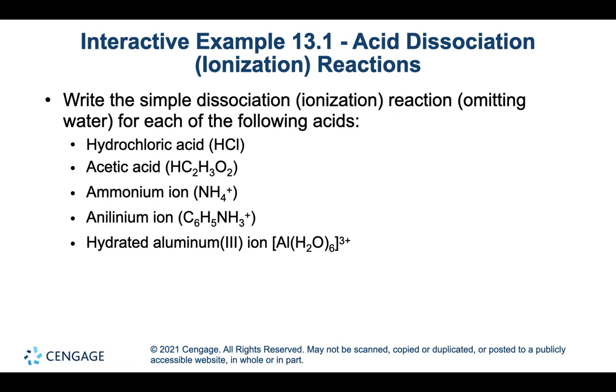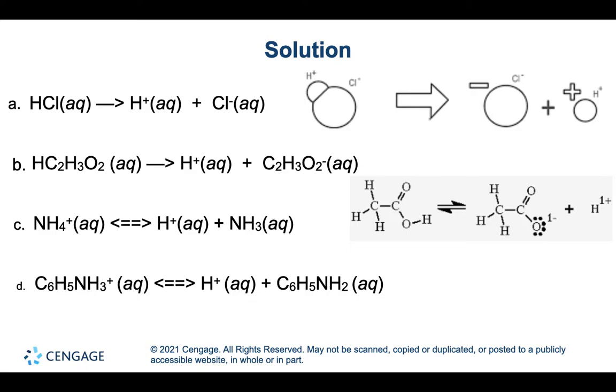So let's practice writing some simple ionization reactions for some acids. Our acids are going to be hydrochloric HCl, acetic acid HC2H3O2, ammonium NH4+, aniline ion C6H5NH3+, and the hydrated aluminum 3 ion, which would be an aluminum plus 3 ion surrounded in water by 6 water molecules. So starting with HCl, we would write HCl makes H plus Cl minus. The acetic acid, HC2H3O2, that would make H plus acetate.